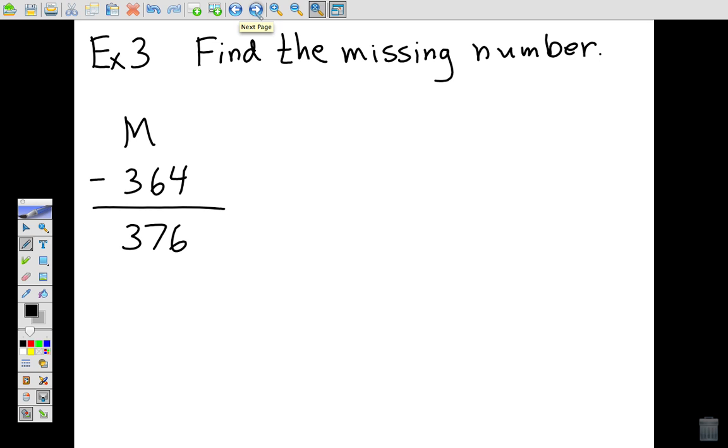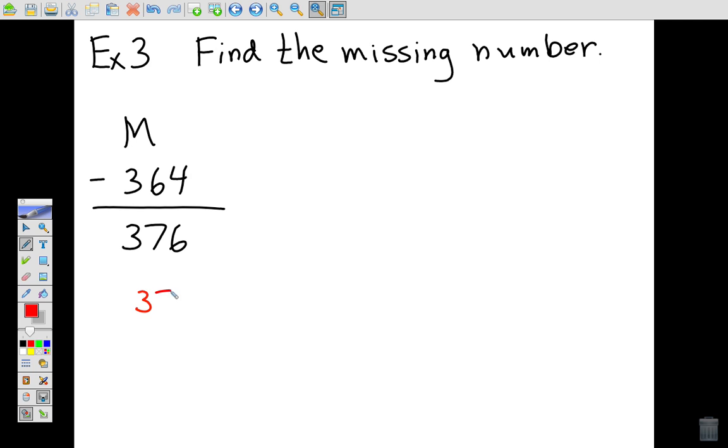All right, in example 3 now, find the missing number. Now this time we're subtracting. They want to know what number minus 364 would give you 376. Now what's the opposite of subtracting? What's the inverse operation of subtracting? And you should say it's addition. So let's try adding these two.